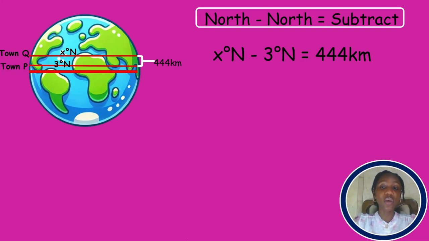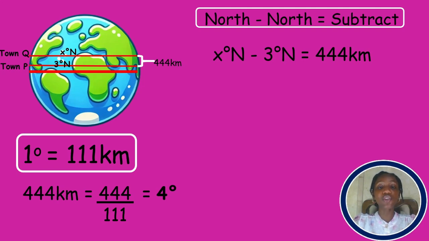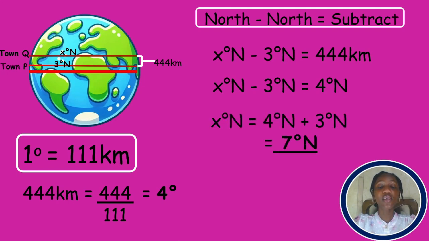So looking at this equation, we can see that 444 kilometers is the odd one out in terms of units. So now we have to convert these kilometers to degrees, and with that, we're going to use the formula that I've been hammering on since the beginning of the video. 1 degree is equal to 111 kilometers. Therefore, 444 kilometers will be equal to 4 degrees. But that is not our final answer. The funny thing is that it's even part of the options, so a student can easily fall into the trap. So now we can write our earlier equation as x degrees north minus 3 degrees north is equal to 4 degrees north. And so to bring all the like terms to one side so that x can stand on its own, we have x as 7 degrees.